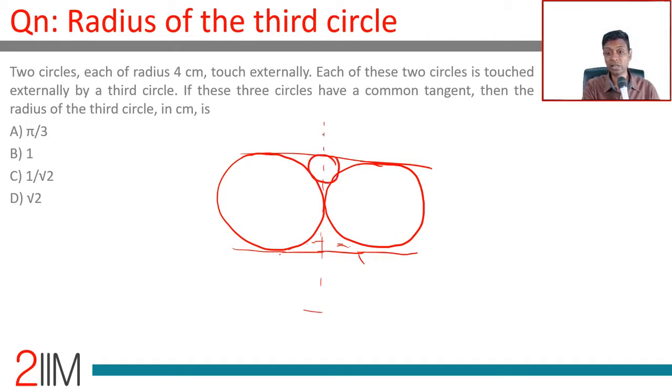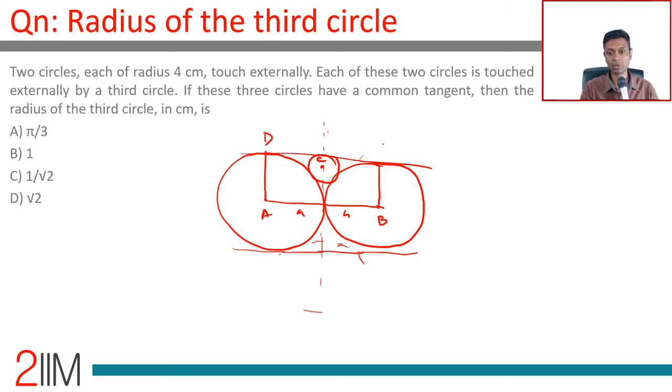This line cannot be a common tangent to three circles. We cannot draw a third circle for which this will also be a common tangent and it should also touch the other two circles. That's not possible. Right? So the three circles have to be like this. We draw the center of this circle, center of this circle, center of this circle. Join these two, 4 plus 4, let's call these A, B, C, this is 4, this is 4.